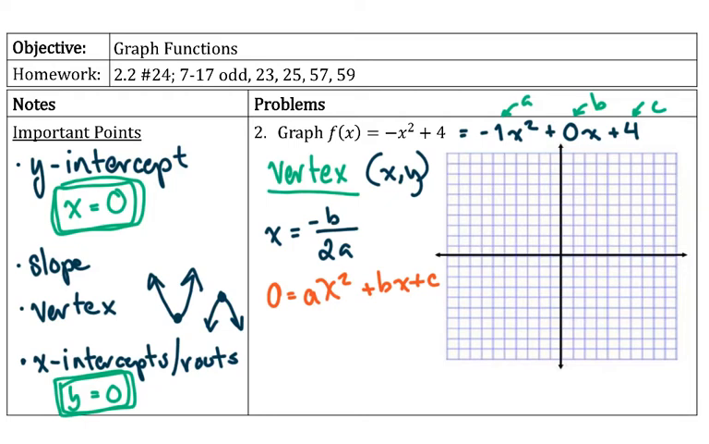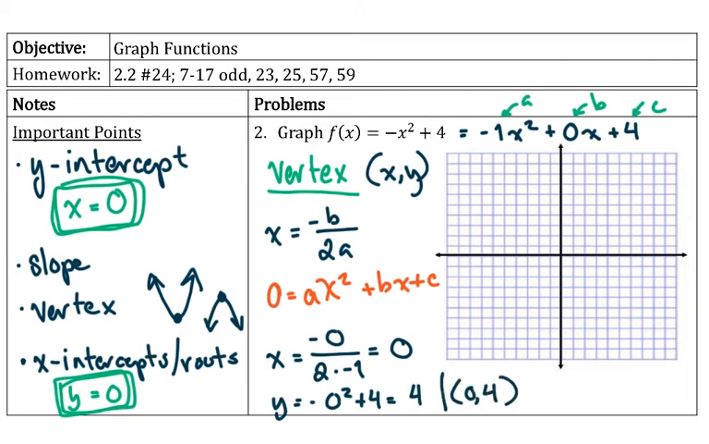So when I'm using the formula, I end up with x is equal to negative 0 over 2 times negative 1. If 0 is in the numerator, that just means our x value is 0. So now we know our x value. Since it's a vertex, we are also going to want to find our y value, which we do by plugging into the formula y equals negative 0 squared plus 4, which is 4. So our vertex point is (0, 4).